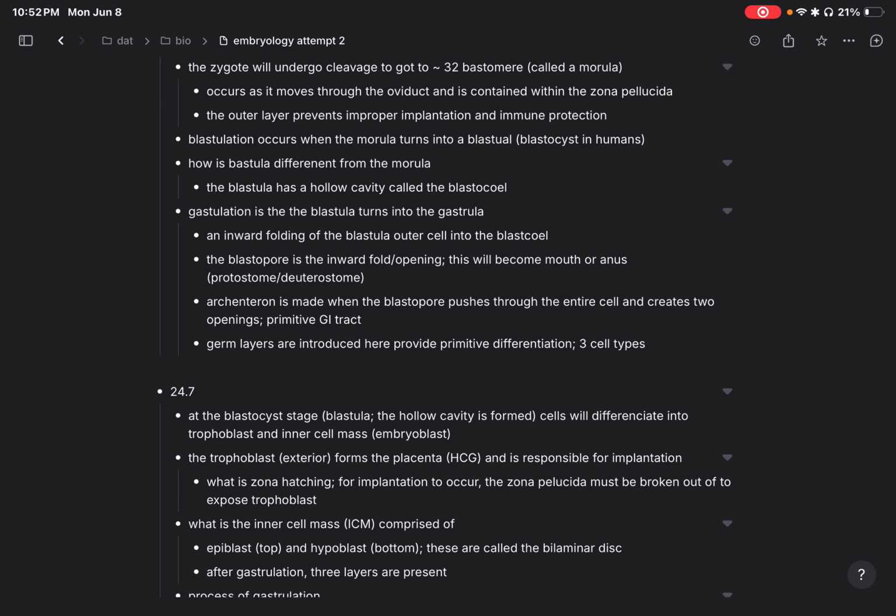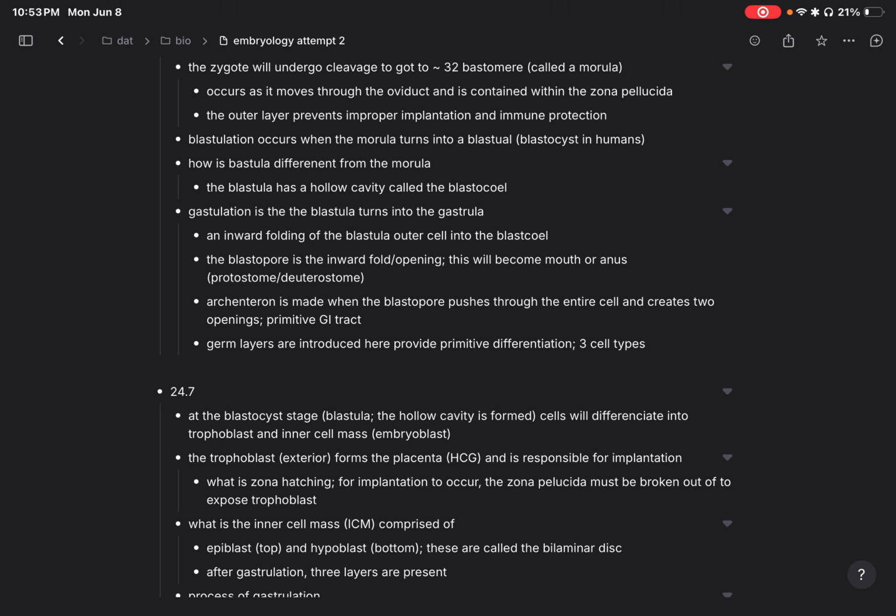So how is the blastula different from the morula? The blastula has a hollow cavity which contains the blastocele. Blastulation is simply the forming of the blastocele. Gastrulation is when we start to see an infold on the blastula. So we're going to fold into the blastocele, and that inward fold opening is the blastopore. That'll determine if you're a protostome or a deuterostome, determining if you develop into the mouth or the anus.